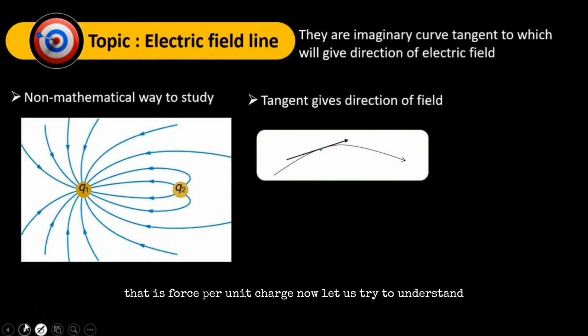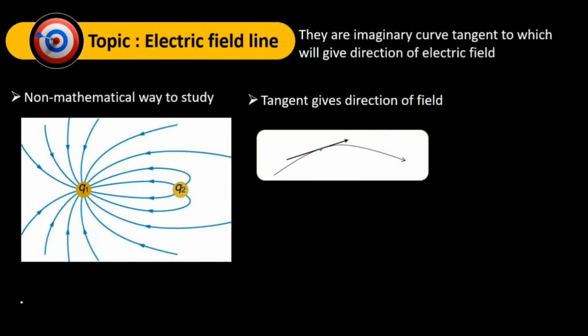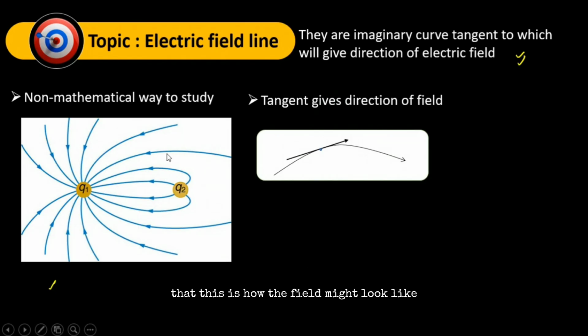Now let us try to understand how electric field lines look. These are basically imaginary curves, the tangent to which will give us the direction of the electric field. For example, suppose there is some field which is represented in the first case by this particular diagram. What we need to understand here is that this is not something we actually see, like the field is coming out from Q2 and going into Q1. These are imaginary lines. We have imagined that this is how the field might look.